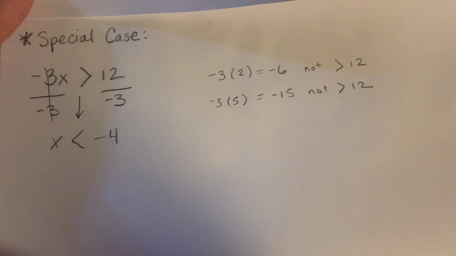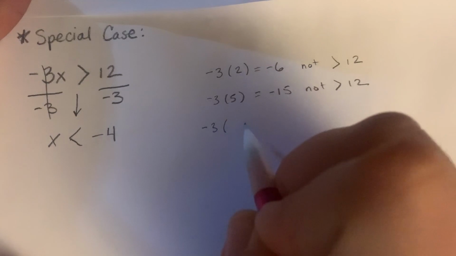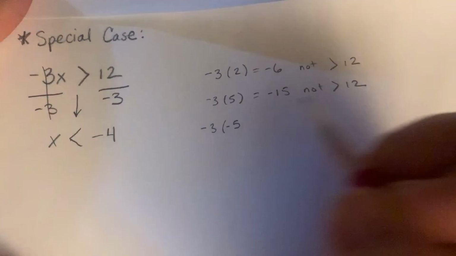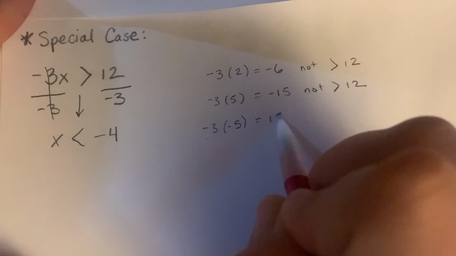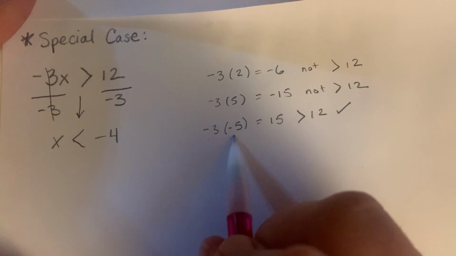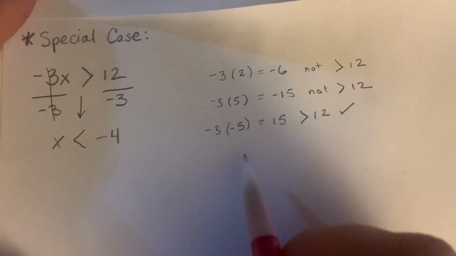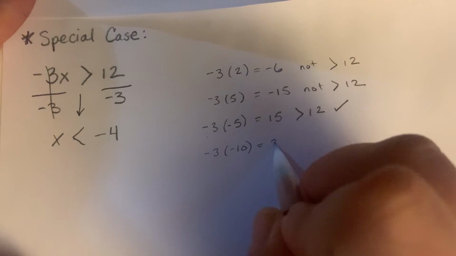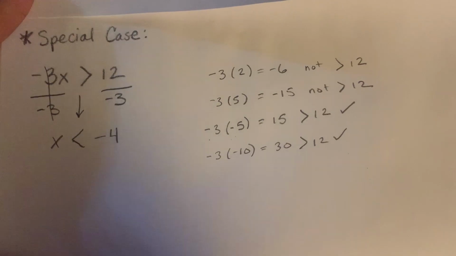So the numbers that end up being greater than 12 are the numbers when I take -3 and I multiply it by another negative number. But specifically a number smaller than -4, like -5, for instance. -3 times -5 will make a positive 15. And that is going to be greater than 12, so that works. So a number that's smaller than -4, basically a bigger negative number, which makes it actually a smaller number, is going to work. -10 would work. -3 times -10 equals 30, and 30 is greater than 12. So it's the numbers that are smaller than -4 that end up working.